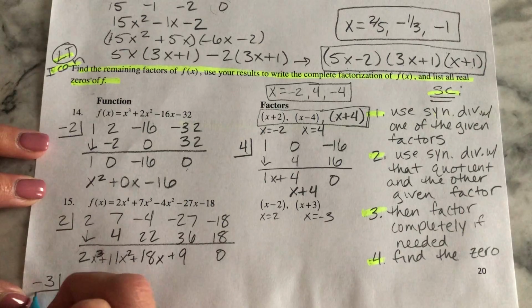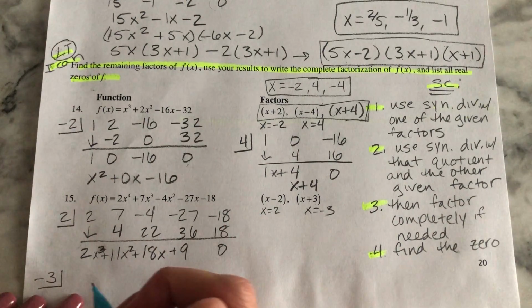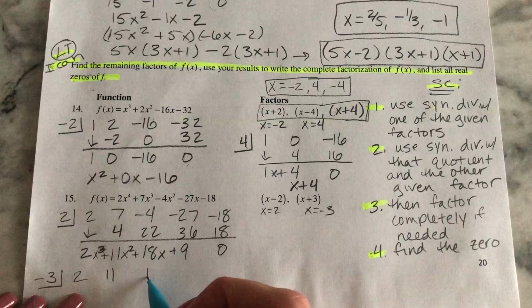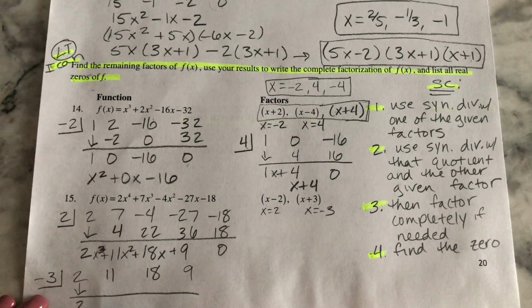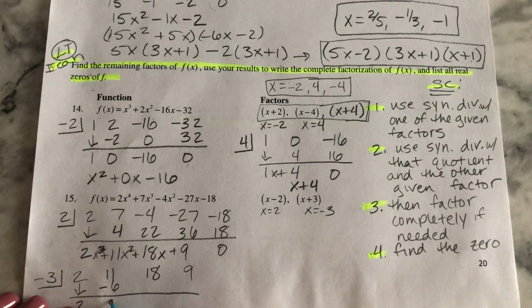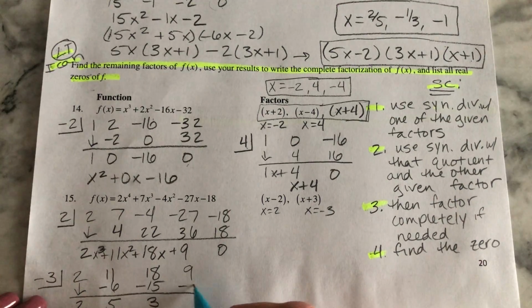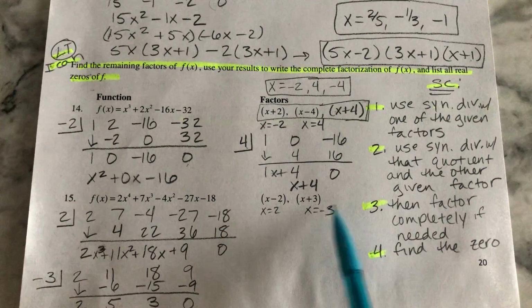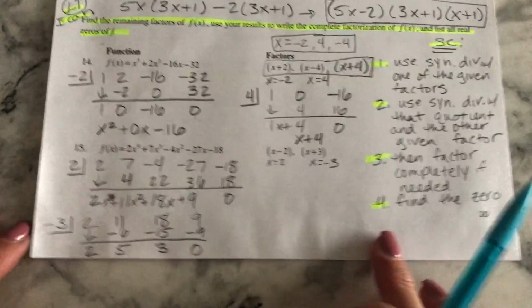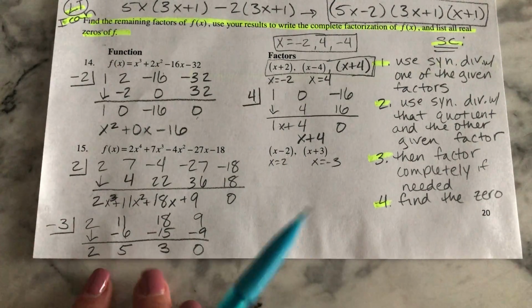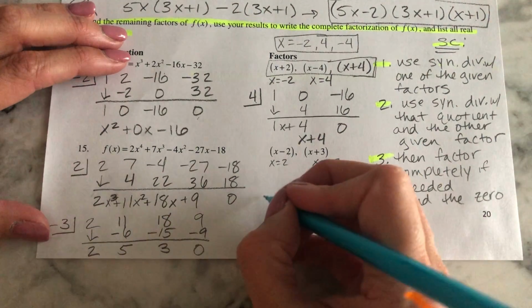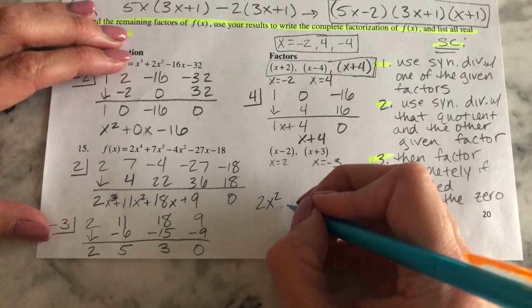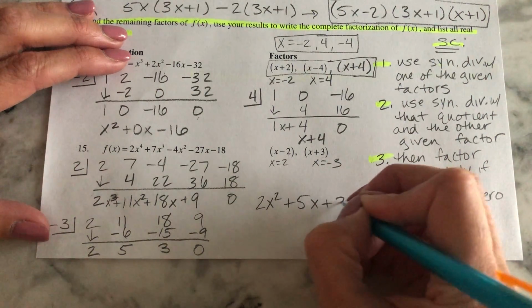Okay. And then do the process again with the other factor. And then multiply, add, multiply, add, multiply, add. All right, I have no more factors given for my synthetic division, so that means I need to factor this quotient. So I need to factor 2x squared plus 5x plus 3.